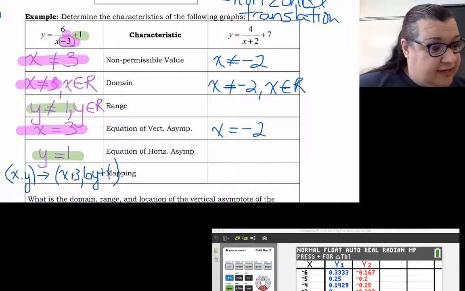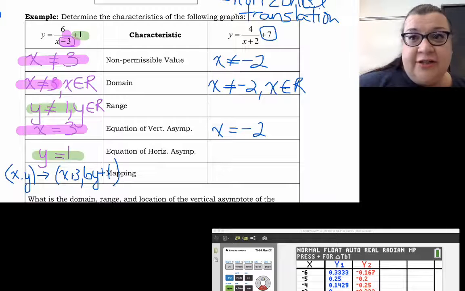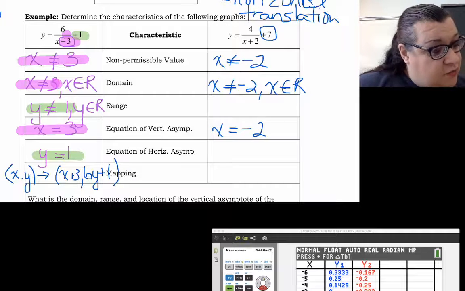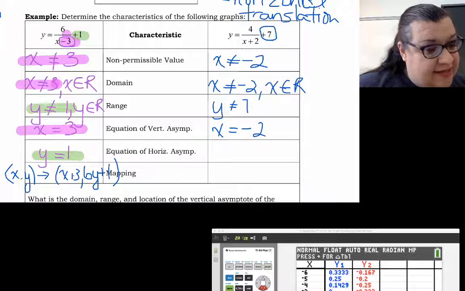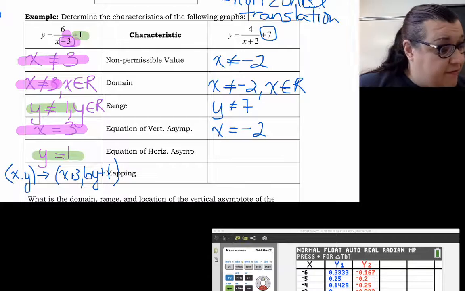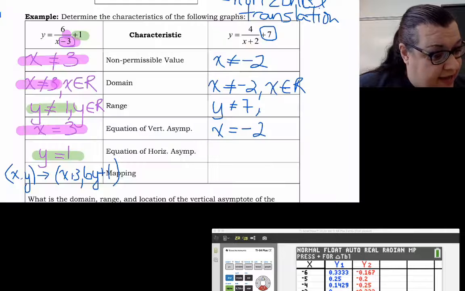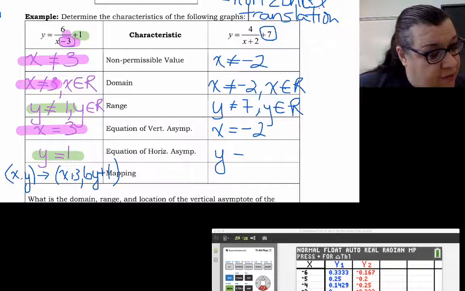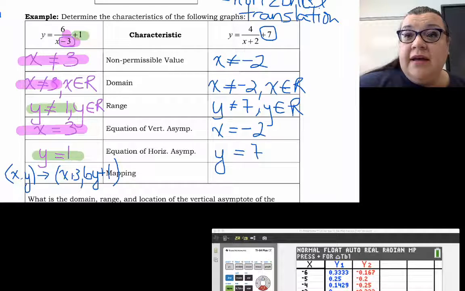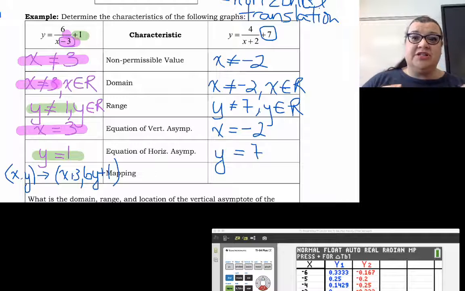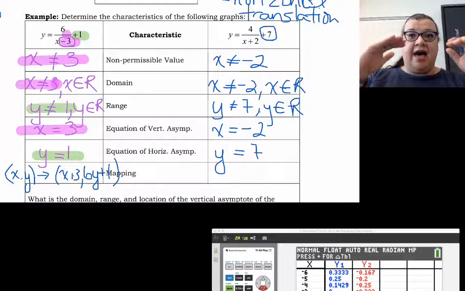Our range is related to our vertical translation. So we are never going to actually hit 7, and we're going to see that when we graph that. But y can be any other real number. And so that's going to be our horizontal asymptote: y is equal to 7, because we're going to shift that base function up 7.